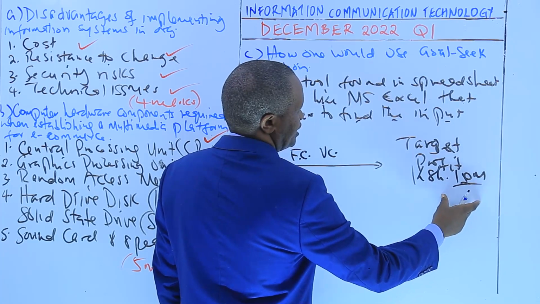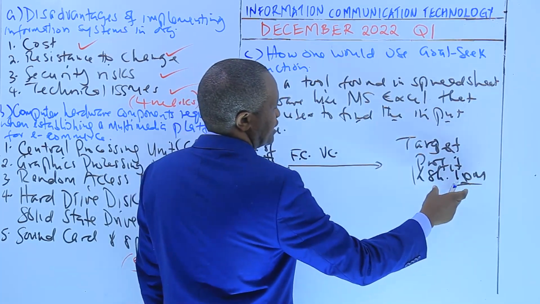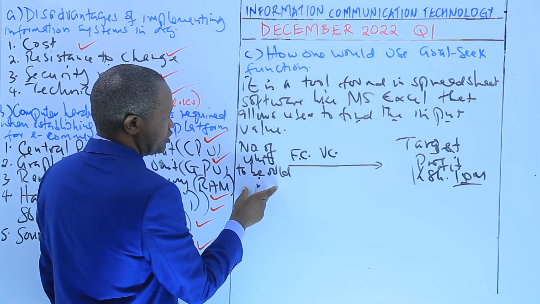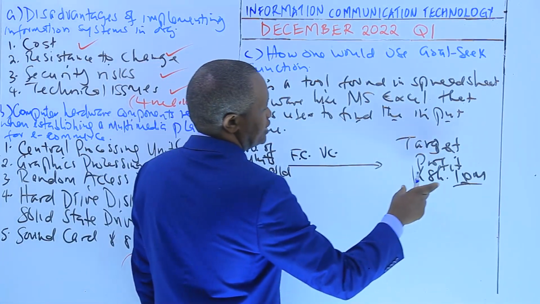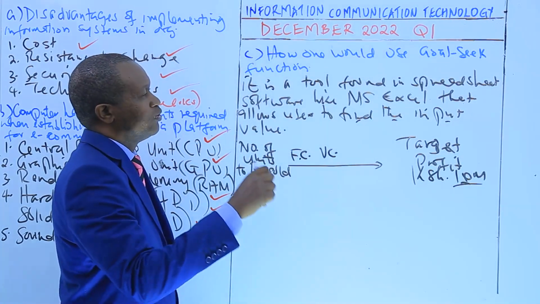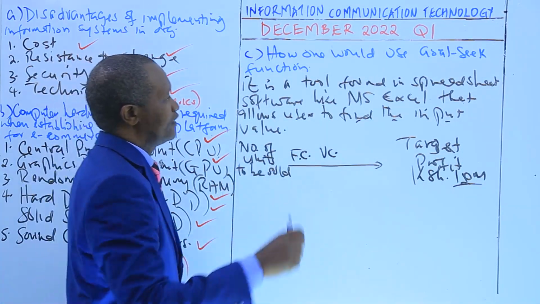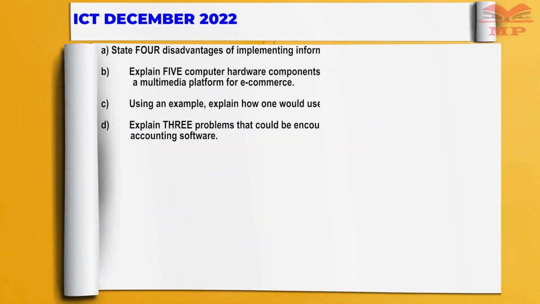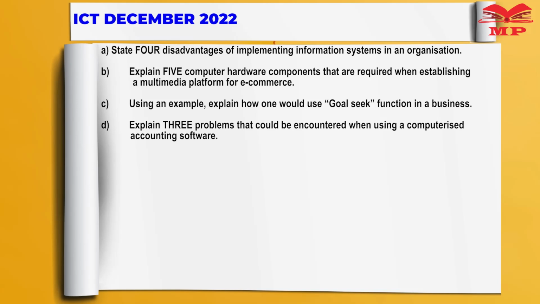The software can help the user to determine the number of units to be sold in order to achieve the profit of 10 million. So that is how one would use a goal-seek function. The question is, using an example which I have given here, explain how one would use a goal-seek function in a business. So explaining what I've explained would earn you the 5 marks.